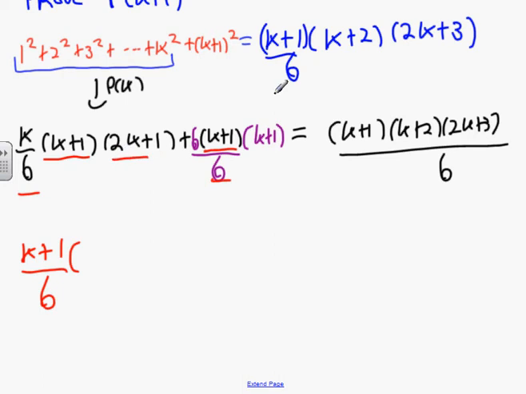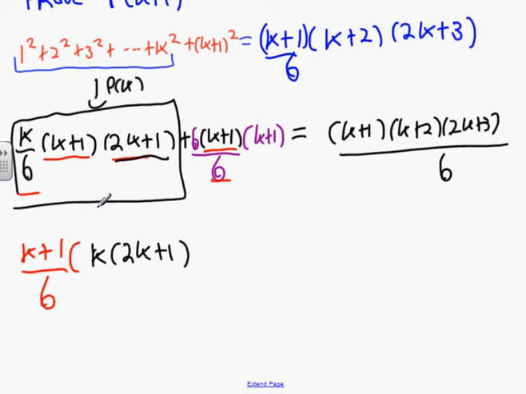I'm going to be left with 2k plus 1. I'll underline it in black. 2k plus, yeah, you're right. K times 2k plus 1. Now just stop there for a minute. What happens if I multiply this back out? I get everything that was there. Can you see it? K plus 1 over 6 times k into 2k plus 1. It's exactly the same as what's in the black box.